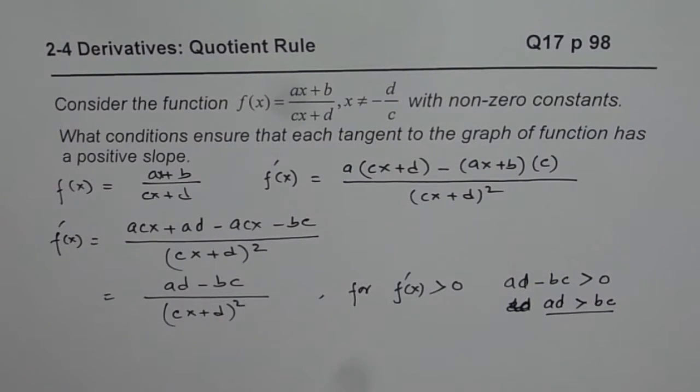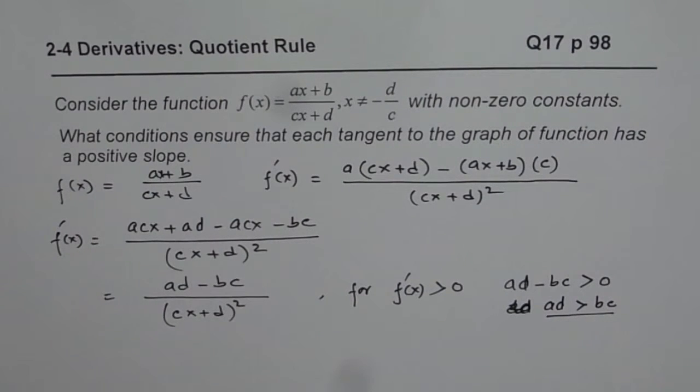So that is the condition which will ensure that the tangent at any point on this graph will have a positive slope.